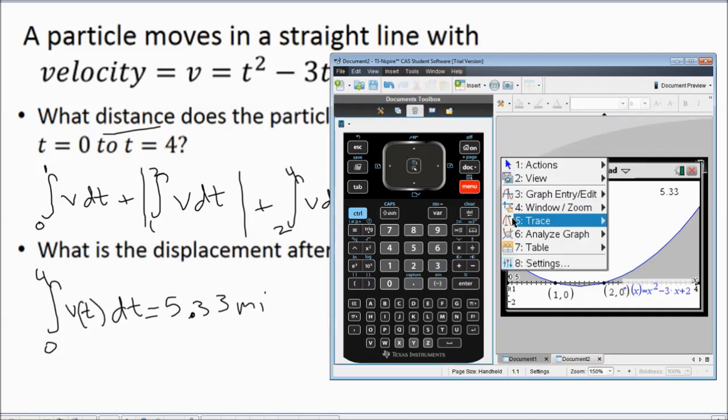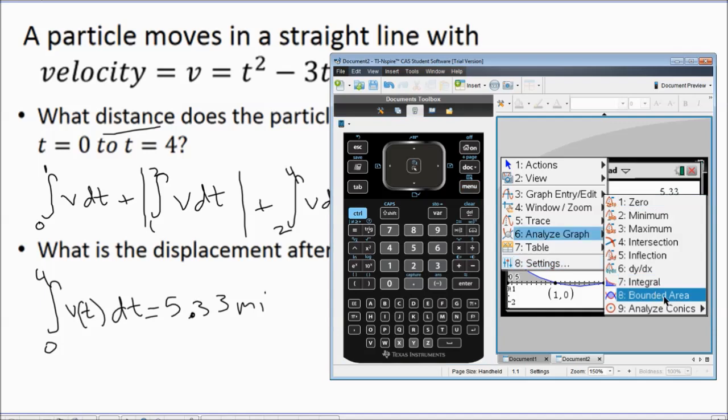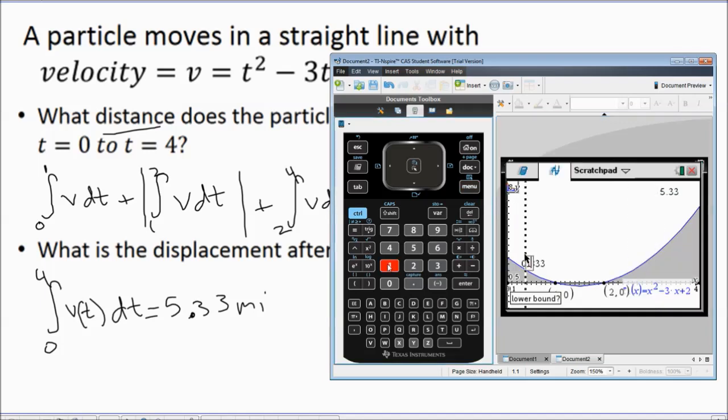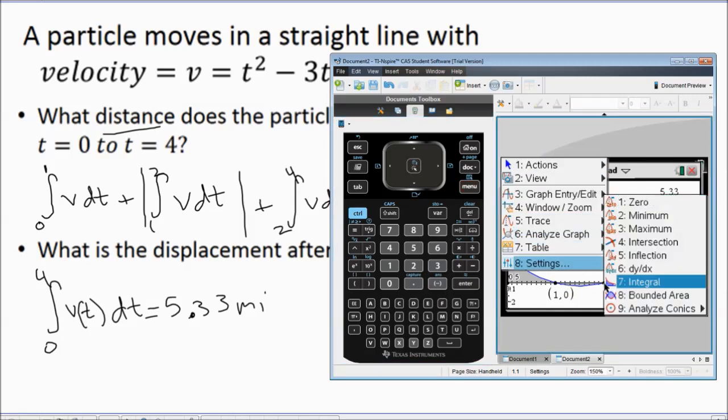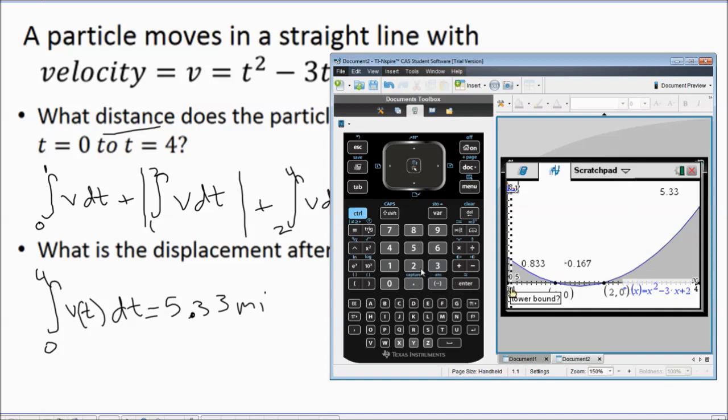So menu again, another integral. Okay, so Analyze Graph, integrate. This time we're going from 1 to 2. And it popped out a negative number. Not a surprise at all. Totally expected a negative number because it's below the axis. And one more. So this time, Analyze Graph, integral from 2 to 4. Okay, and so see how quick that is to get those values?